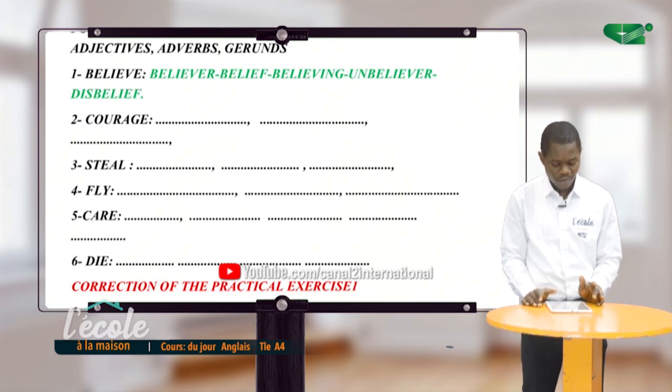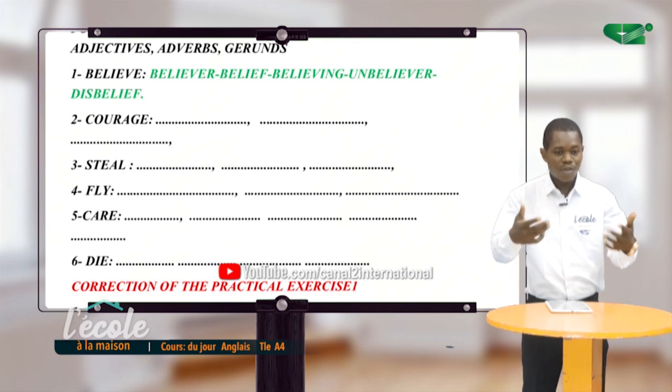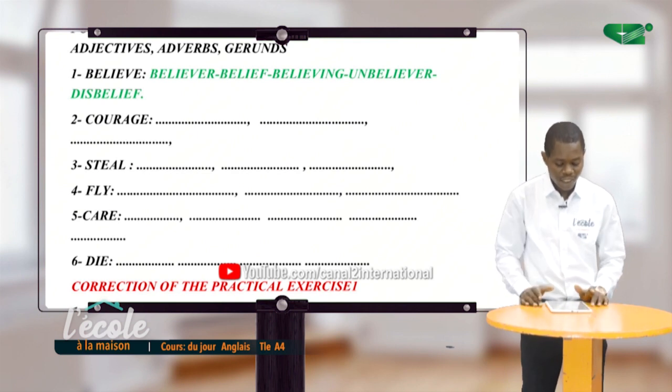Number 2, courage. Courage is a noun. I have courage enough to do this. I have courage enough to write my examination. So courage is a noun. You give three other forms.